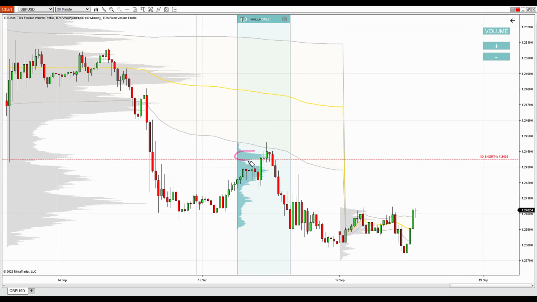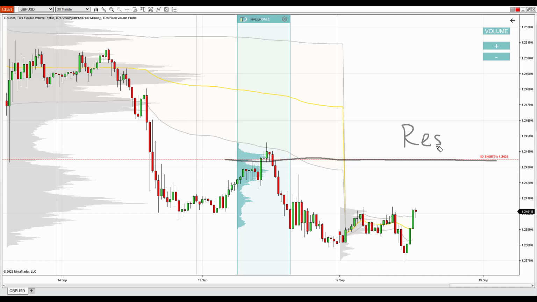like this one. And that volume zone definitely needs to stand out, and needs to be somewhere around the place where the price turned from uptrend to downtrend. When you see this, you can trade from this zone. So that's why I have the resistance here.